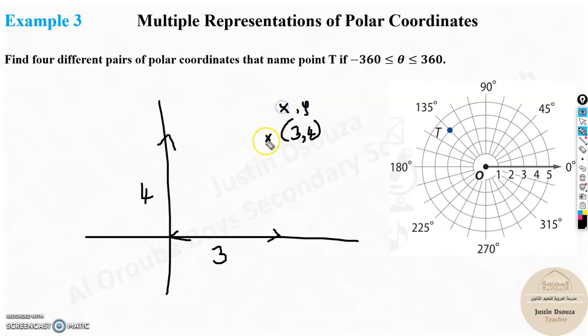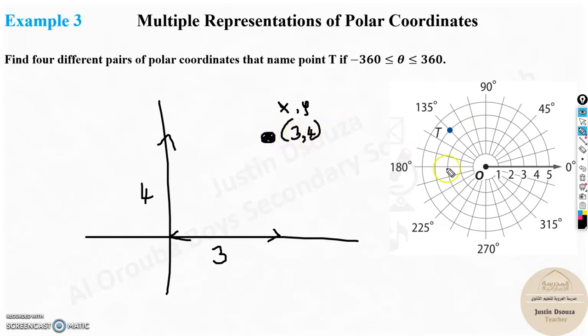Now this point is unique. What I mean by unique is there is no other way to reach this point other than 3 comma 4. That means whenever you are being given a coordinate of 3 comma 4, this is a unique coordinate system, and this point can only be reached by these coordinates.